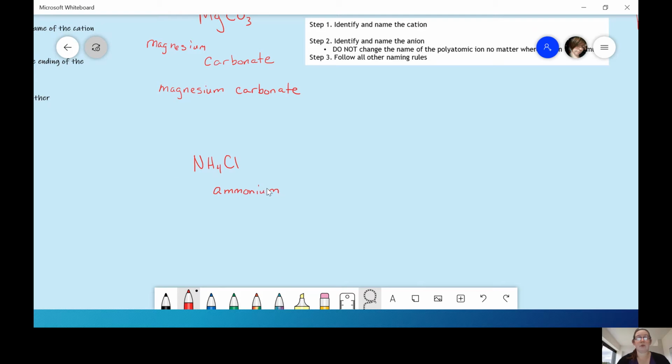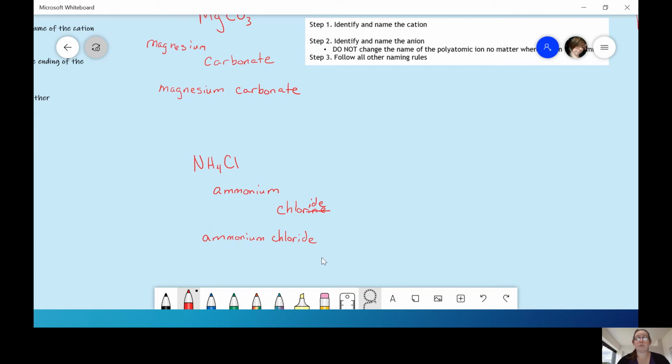Okay. And then we're going to look at our anion. Our anion is Cl, that's chlorine. We're going to take off the INE, add that IDE, and then we're going to put it together: ammonium chloride. Okay, and again, don't capitalize either word unless it's at the beginning of a sentence, and then you just capitalize that cation name.